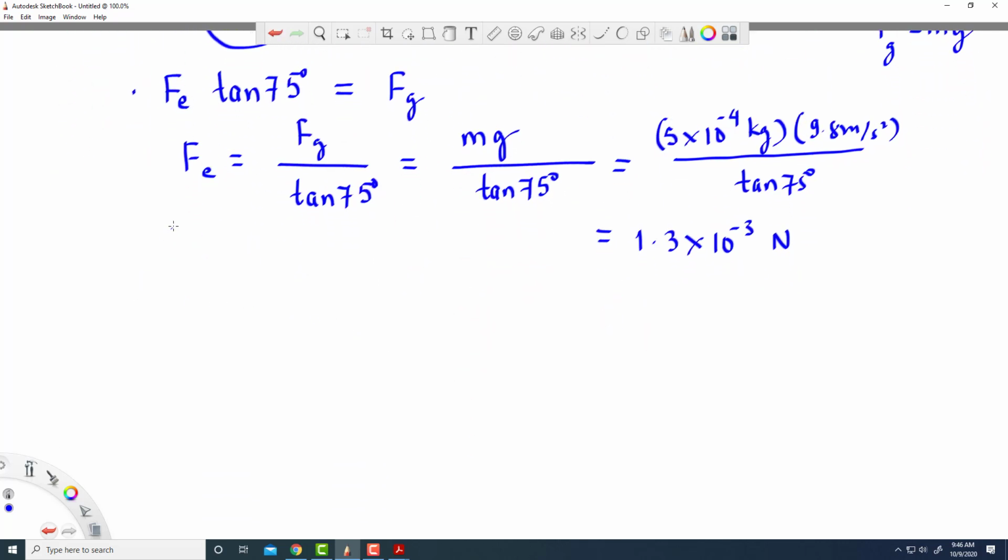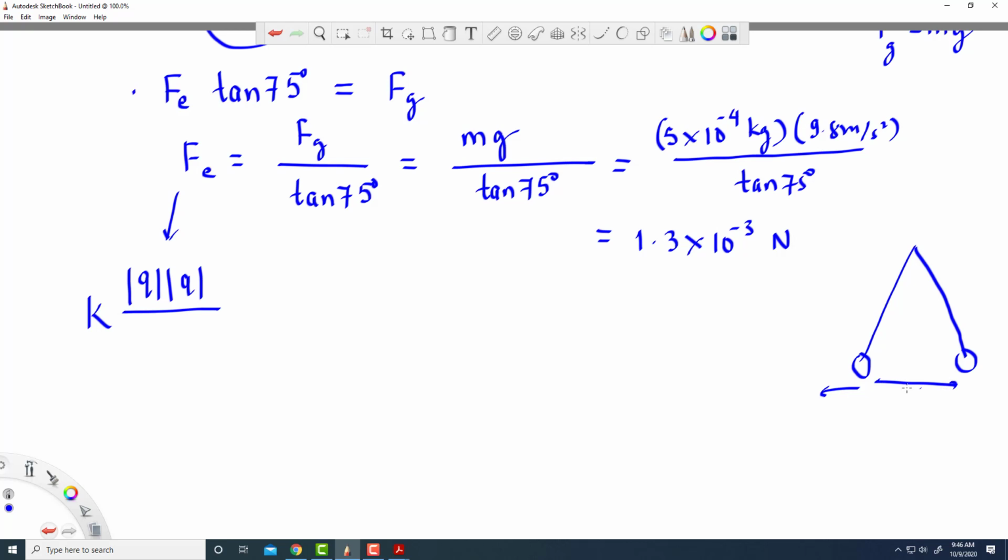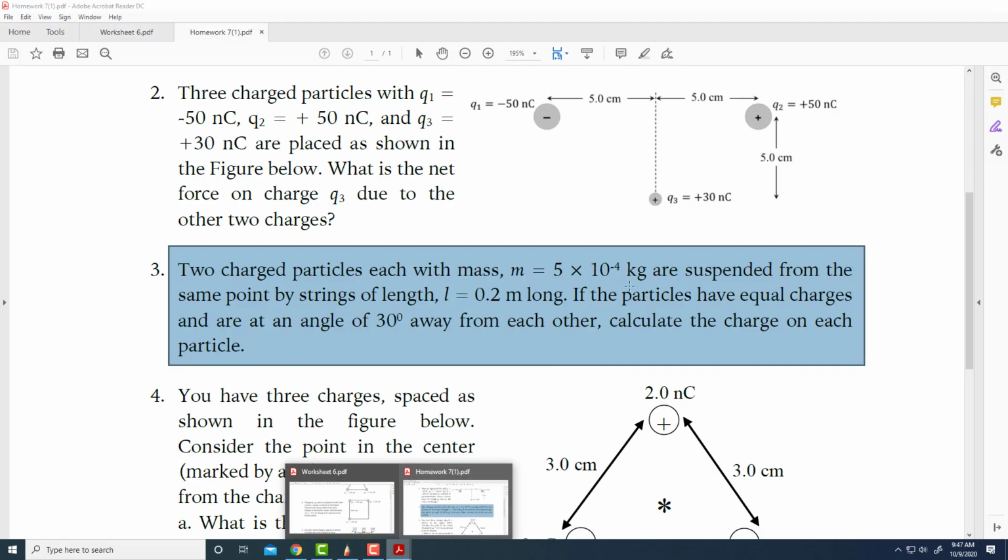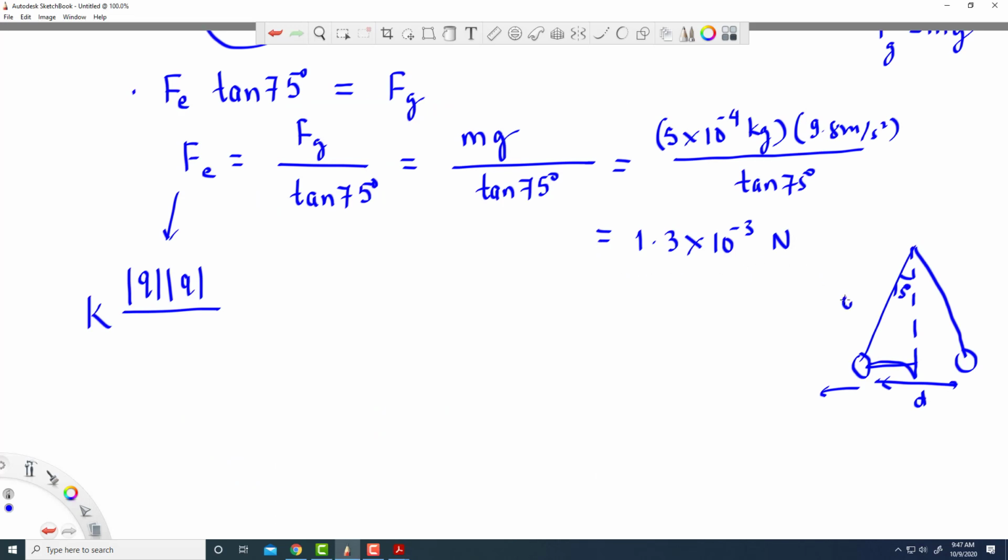Now we need to find the charge. So we know that this is from Coulomb's law, K times Q1 Q2, and both the charges are the same. So we'll just write Q, and the distance. So the distance between two charges. We have a charge here and a charge here. So the force is K Q1 Q2 over distance squared, this distance. And we don't have this distance given, but what we have is this angle, 15 degrees, and this length, which is 0.2 meter.